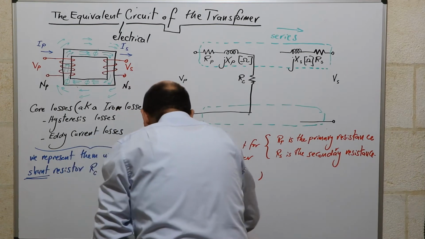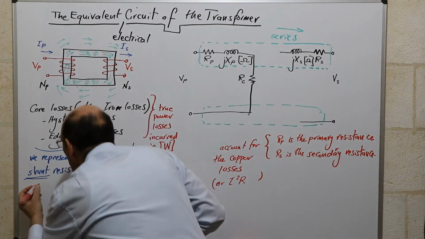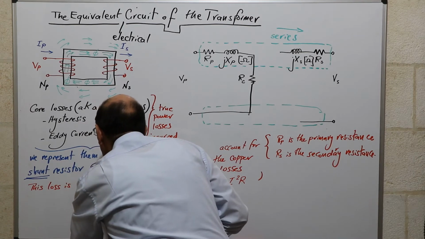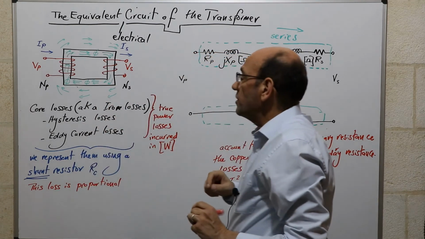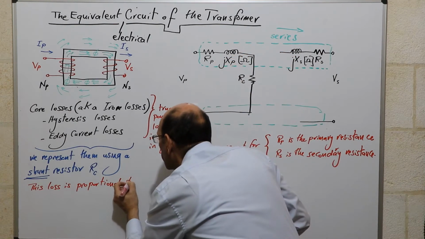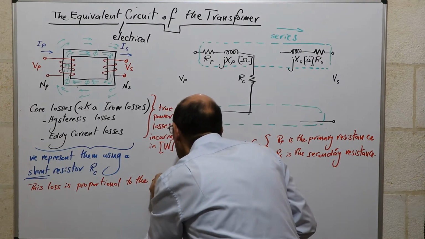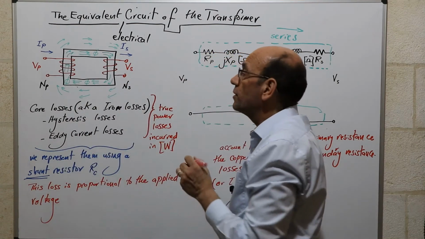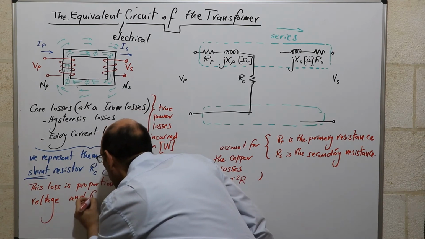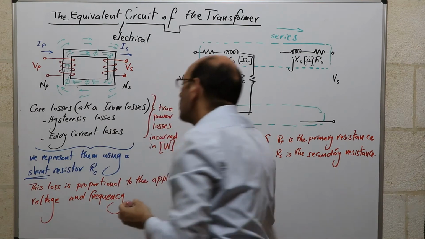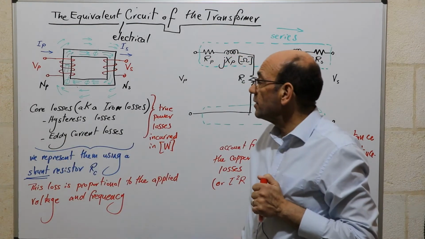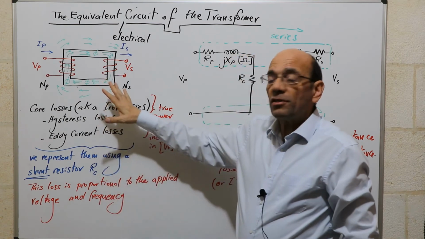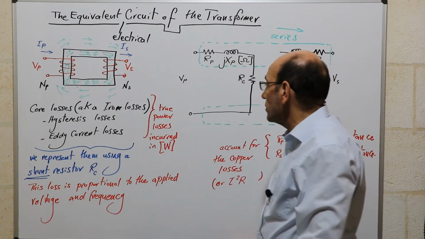Now this loss is actually proportional to two components. It's proportional to the applied voltage, but it's also proportional to the frequency. So we know actually that eddy current losses increase with frequency and hysteresis losses increase with frequency. Generally, we will assume that the voltage and frequency are constant, and that will allow us to make the assumption that the core losses are constant.